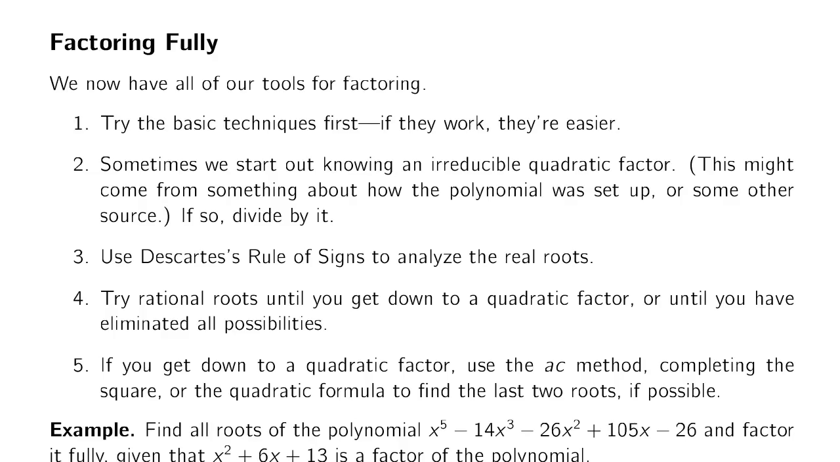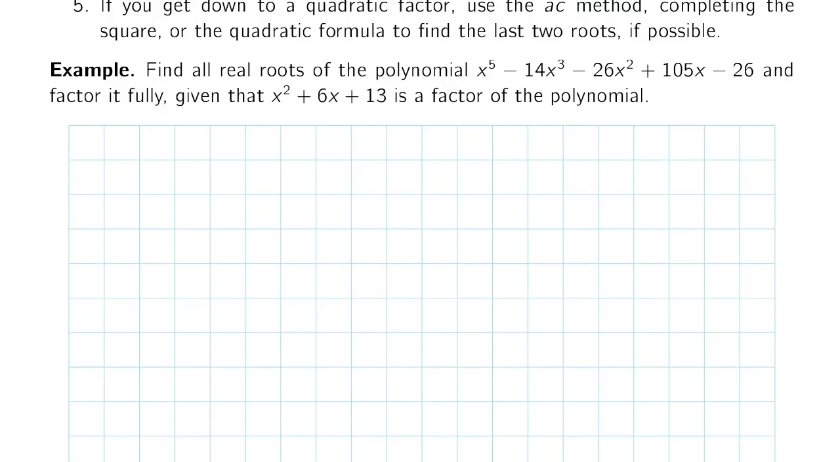Once we get down to a quadratic factor, we can use our methods for factoring quadratics. We can use the AC method, or completing the square, or the quadratic formula to find the last two roots, if they exist, if that last quadratic factor is not itself irreducible. So let's actually go through that process.